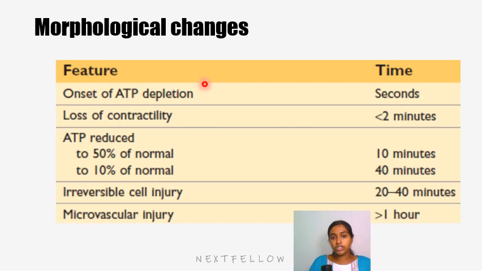So coming to morphological changes associated with ischemic heart disease, first, gross changes will appear only after 4 hours. Before that, biochemical changes can occur. First there will be onset of ATP depletion, which occurs within seconds, and loss of contraction will occur within 2 minutes. ATP will be reduced to 50% of normal within 10 minutes, and to 10% of normal within 40 minutes. Irreversible cell injury occurs within 20 to 40 minutes, and microvascular injury will occur within 1 hour.